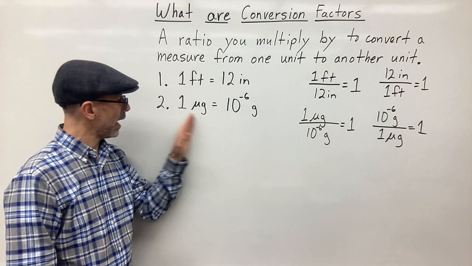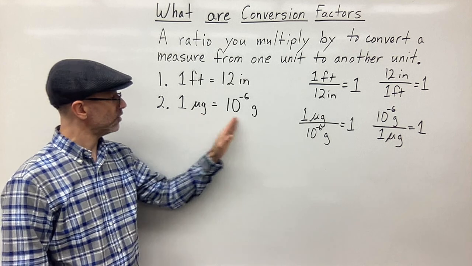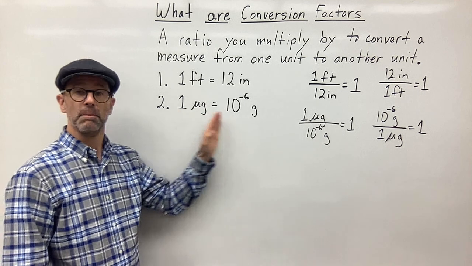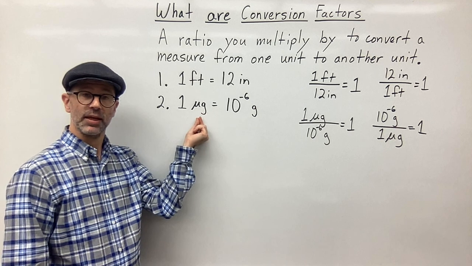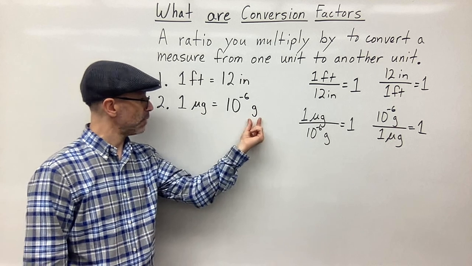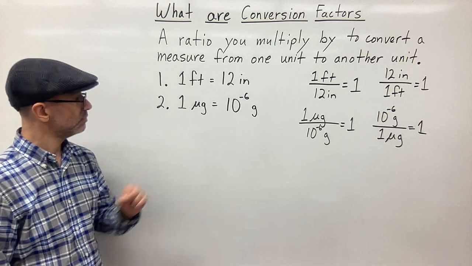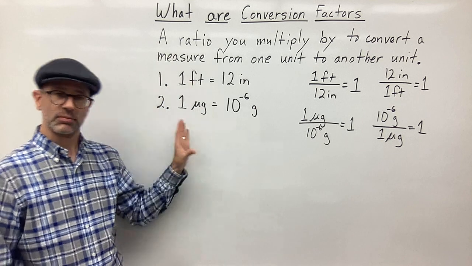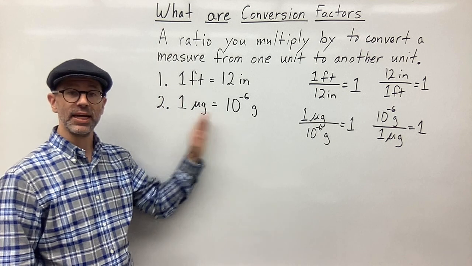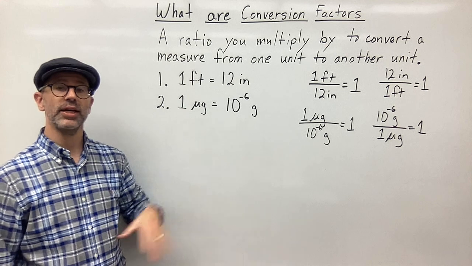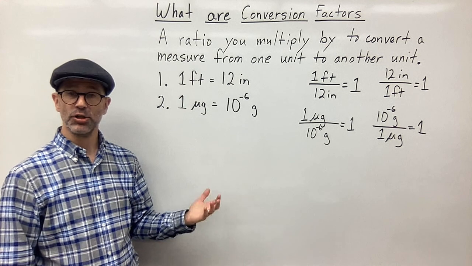Again, this magnitude is the same as this magnitude. It's just measured in different units. This is a much smaller unit, right? And then this is a much larger unit. Okay. So once we have the equality between the two units, then we can set up our conversion factor.